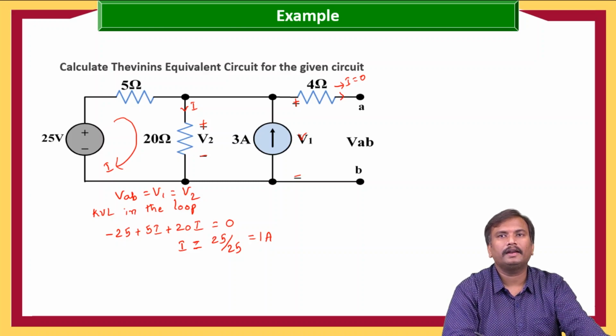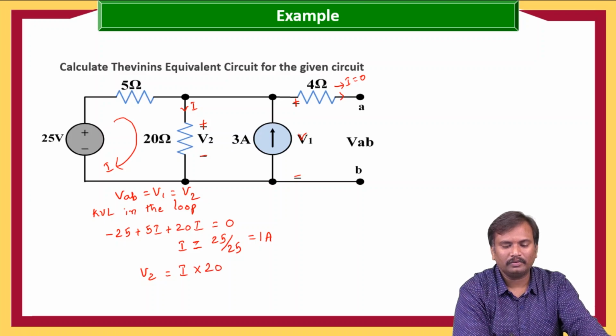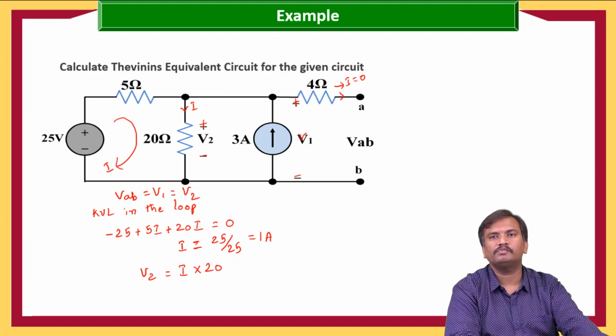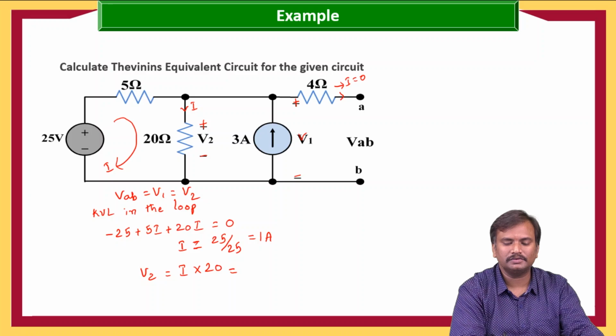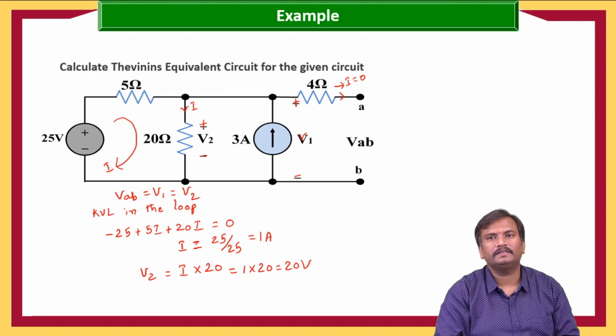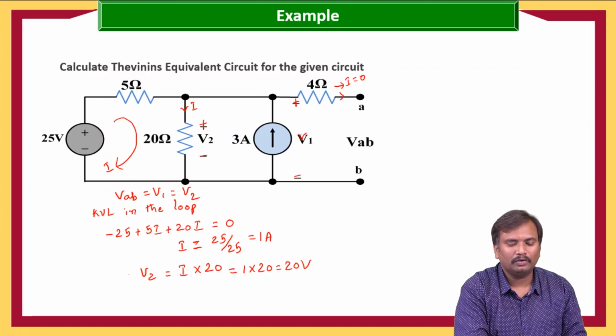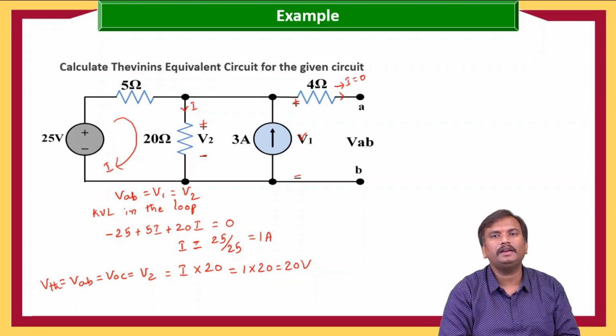Now we got the current as 1 ampere, and V2 is equal to current I into 20 ohms according to Ohm's law. V2 is equal to the current into that particular resistance, which is 1 ampere into 20, which is equal to 20 volts. Now we got our open circuit voltage, that is equal to VAB, which is known as VTH, the Thevenin voltage.